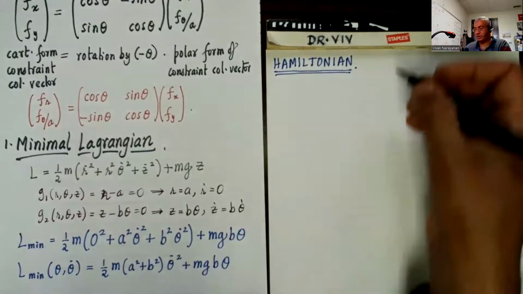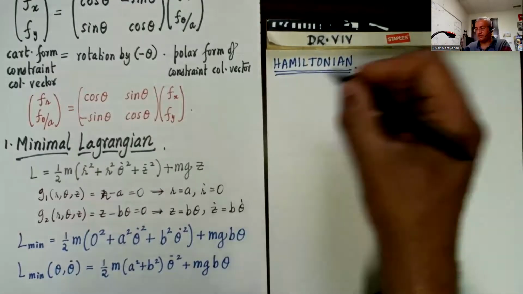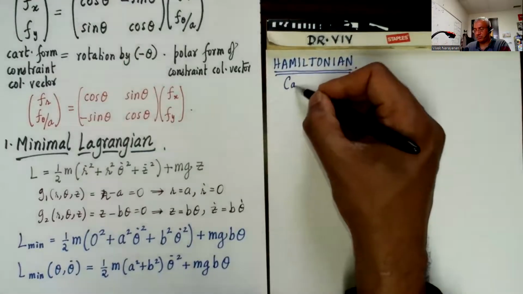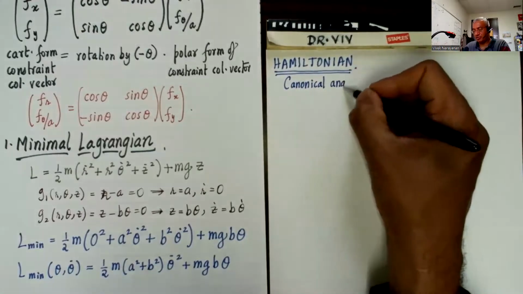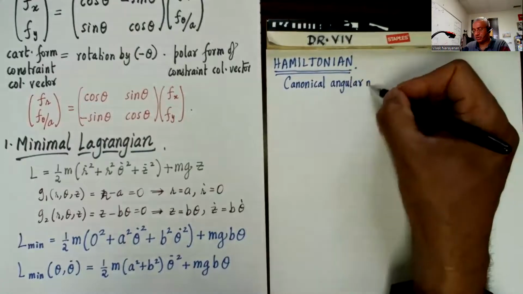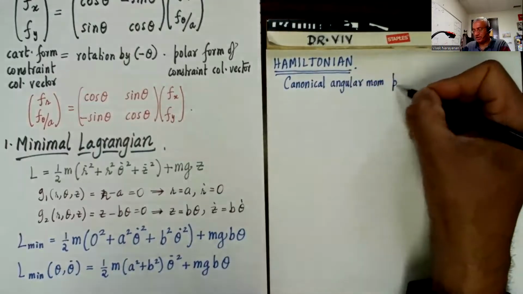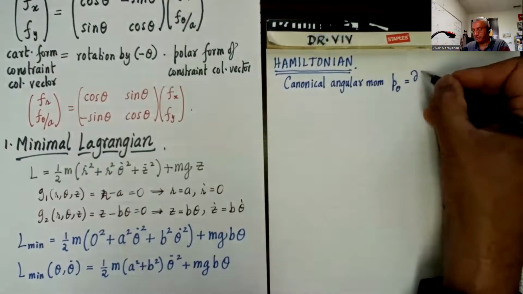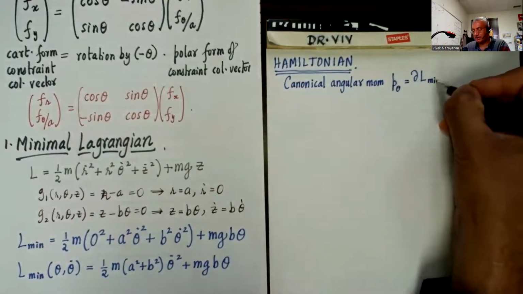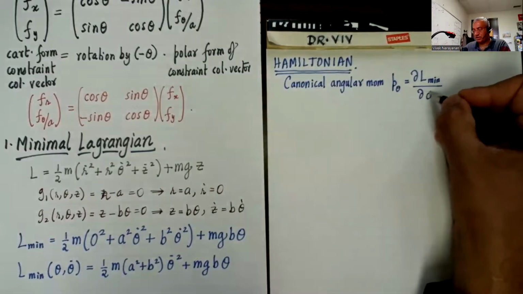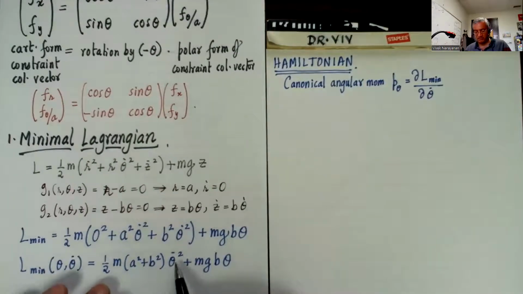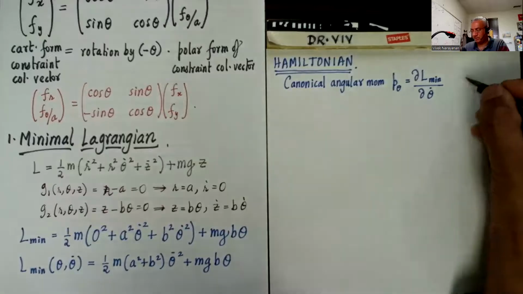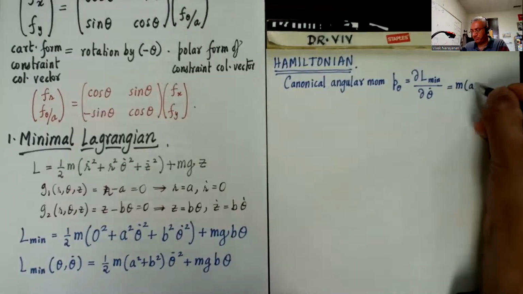What we have to do is first find the canonical momentum. In this case, it's the angular momentum, so I'll write angular momentum. Well, that's p theta, which is the derivative of the Lagrangian, L, with respect to theta dot. When I take the derivative, I just get 2 theta dot, which cancels with the 2 here. So I get m times (a squared plus b squared) theta dot.